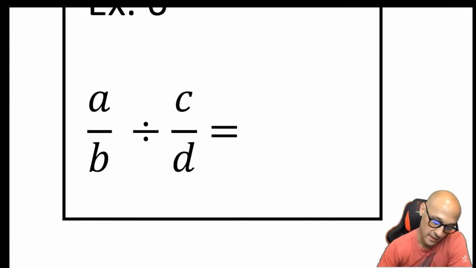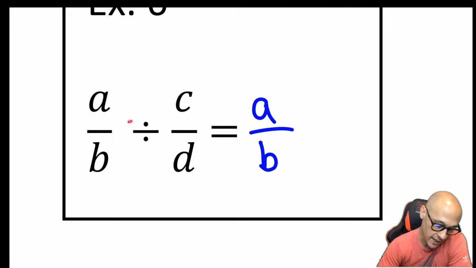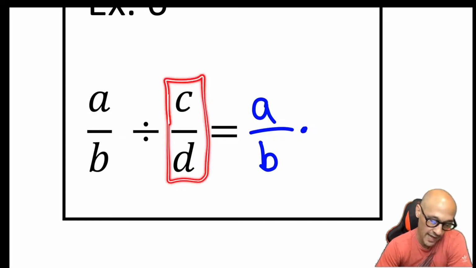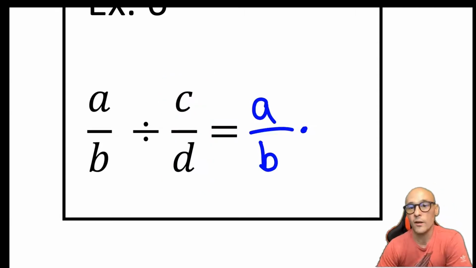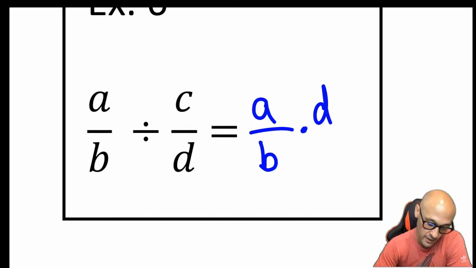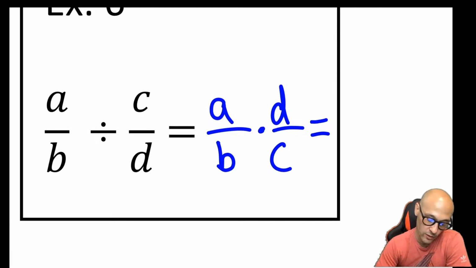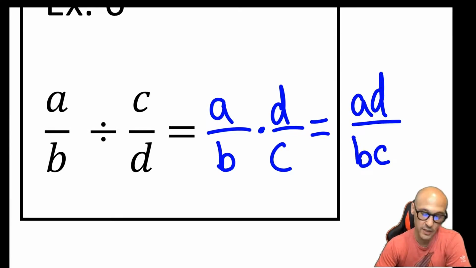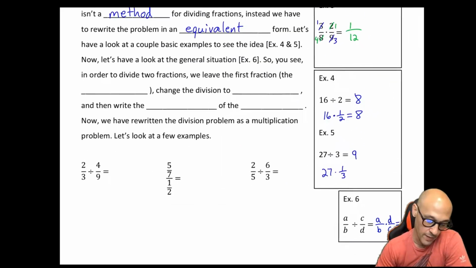So in example 6, what we can actually do is we take that first fraction, the a over b, and it stays the same. We change from division to multiplication, and then we take the second fraction and we write its reciprocal. A reciprocal means that we take the numerator and denominator and we flip them around. So it's going to be d over c. And that's going to be equal to AD over BC. Sorry, I didn't give you enough room here. Maybe I'll make that a little bigger before I hand it out to you.